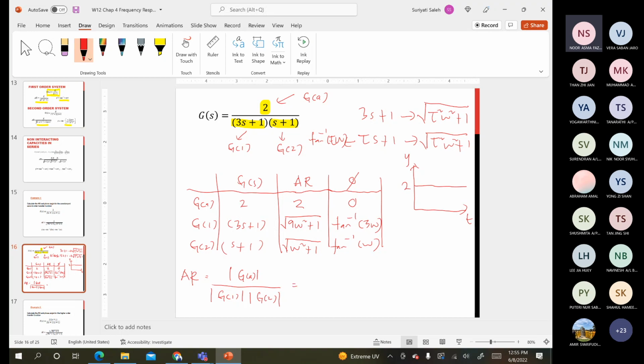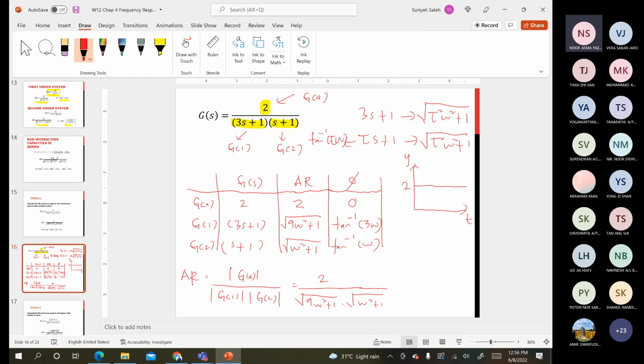So the GA for the amplitude ratio is 2. And then the bottom part, the square root of 9w squared plus 1, multiplied with the square root of w squared plus 1. So it's like this. This is how you get the amplitude ratio, where the arrangement is similar to the original transfer function.